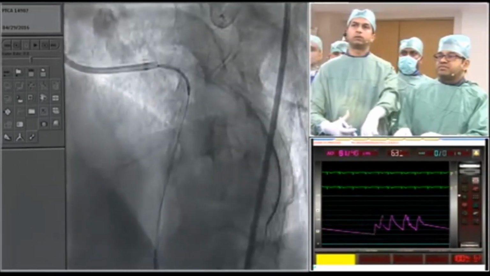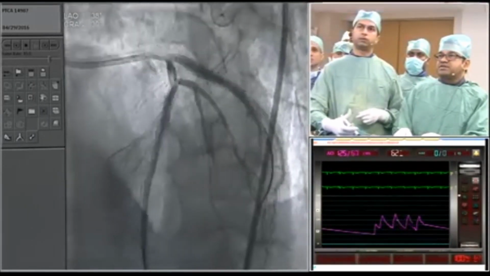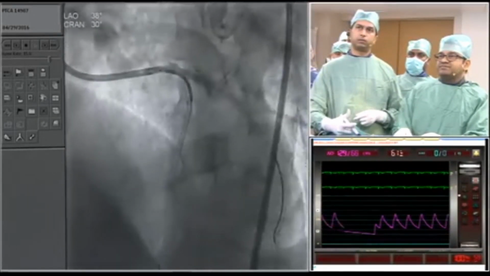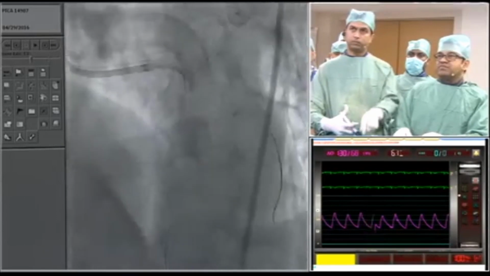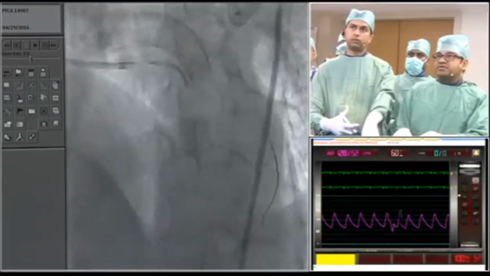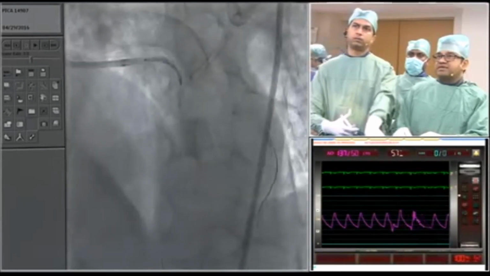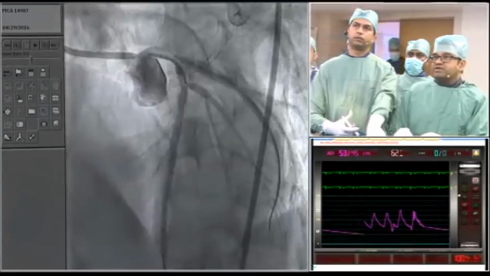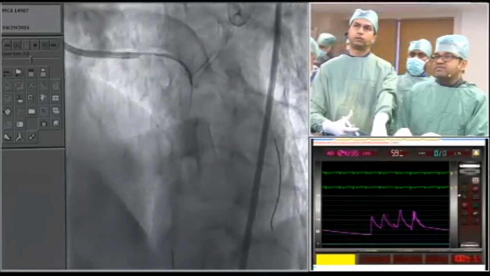So it's covering right up to that place, and the distal bit is reaching back up to the diagonal. That is our suggestion. Okay, so this is the place where we'll deploy the stent.